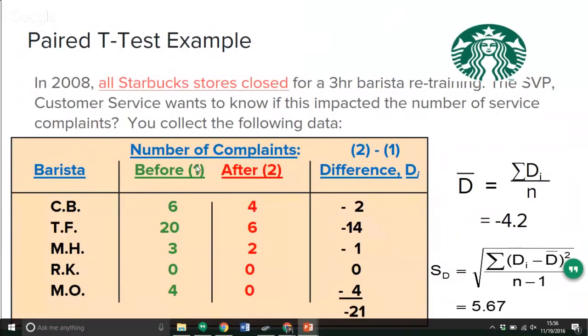The D is the difference between time 2 and time 1. What you can see here is, for instance, 4 minus 6 is minus 2, and 6 minus 20 is minus 14. It looks like the complaints went down. It looks like the complaints dropped by 21. But we want to know statistically if that is significant, right? Because 21 might not be that significant in the whole scope of things, and that might only show us a couple pieces of the puzzle, but not the whole puzzle.